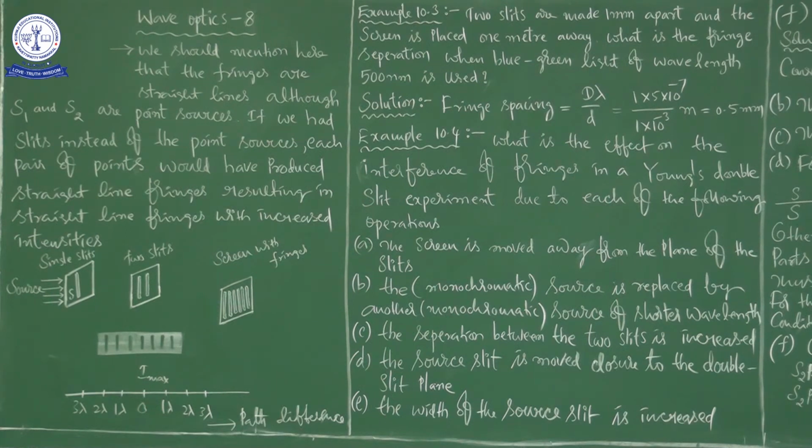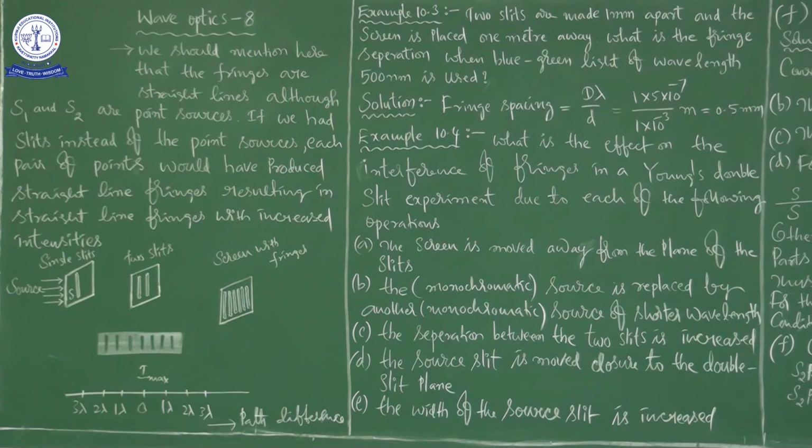Now B: the monochromatic source is replaced by another monochromatic source of shorter wavelength. See this one. What are we doing? We are replacing a monochromatic source with another monochromatic source of shorter wavelength. Then the separation of the fringes will decrease.